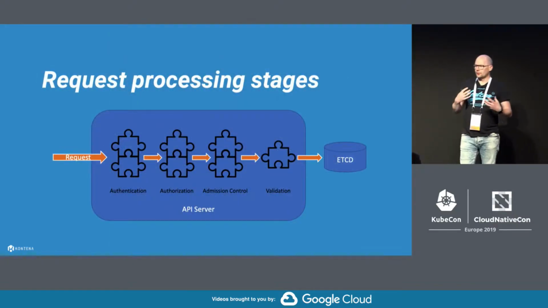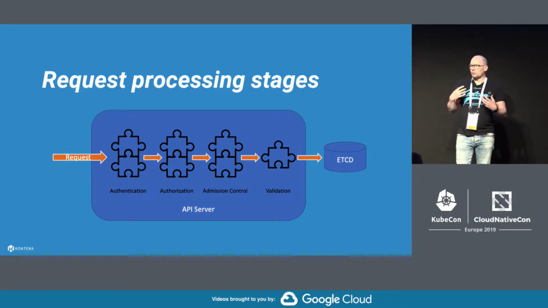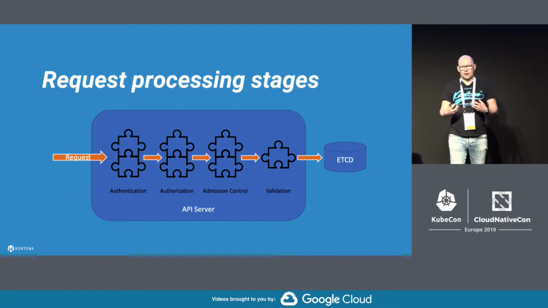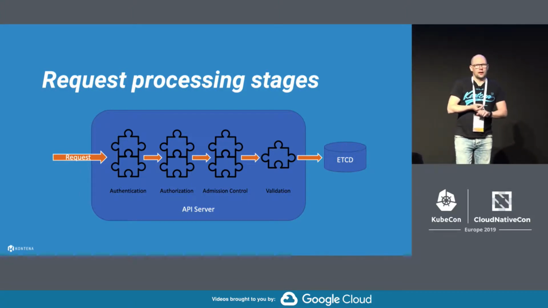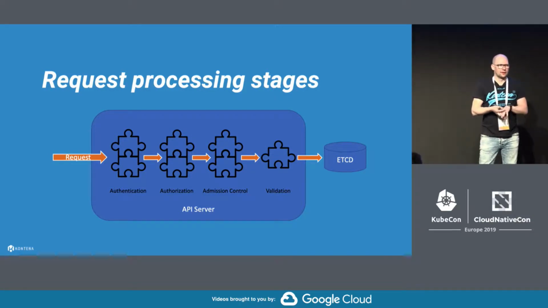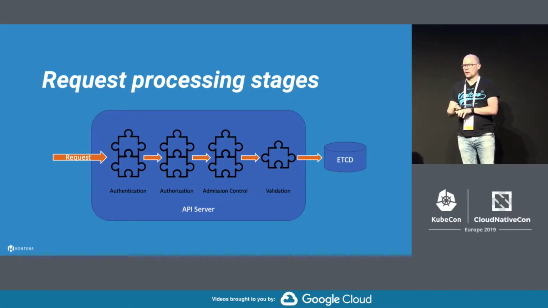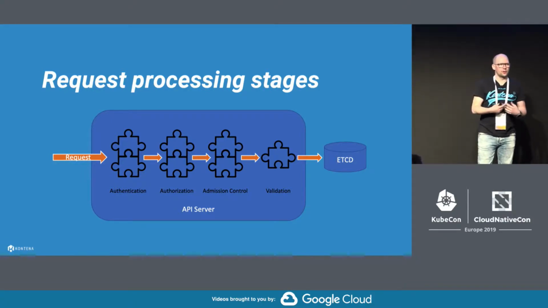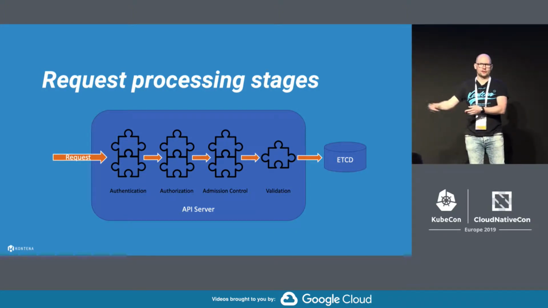So to really understand how and why things work in the API as they do, first we had to really understand how the request processing goes in the API. So every single request on the API server is of course authenticated. There's a lot of different plugins that you can configure on the API server, and basically the first one successfully authenticating the user passes the identity forward to the later stages.